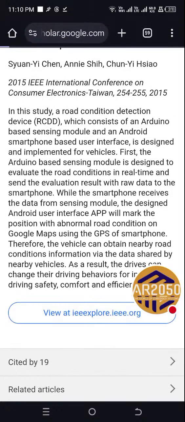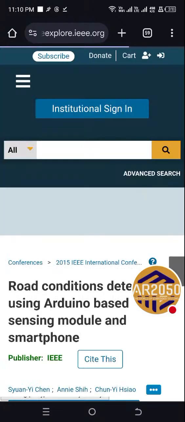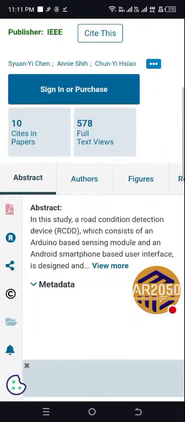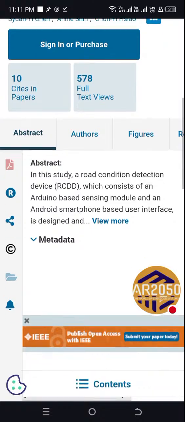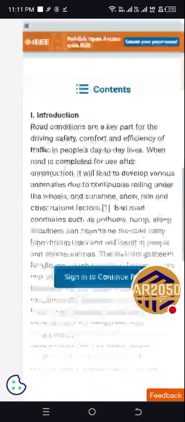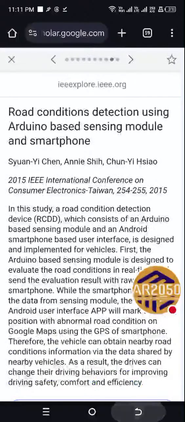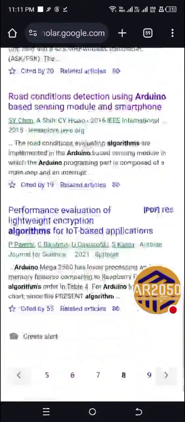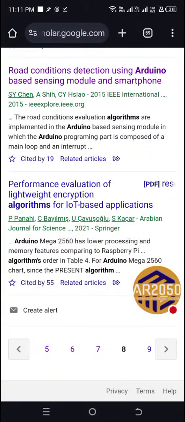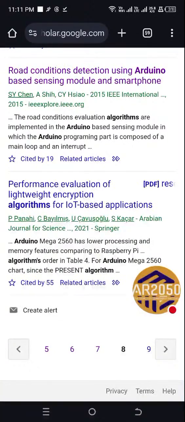We could go further if it is open access, which probably is not. So if you have access to your database of research papers, you can grab that, or find your own ways. I hope so. Performance evaluation of the lightweight encryption algorithms for IoT based applications.